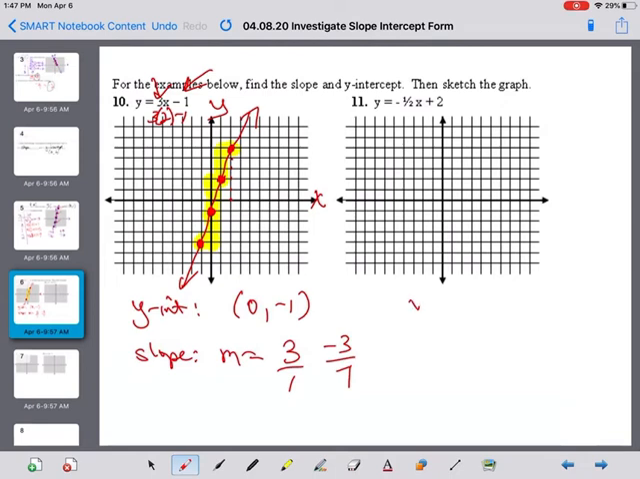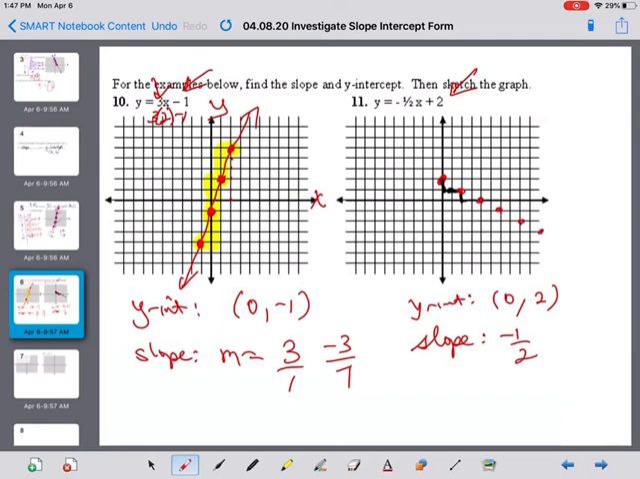Number 11. So start with the y-intercept. 0, remember it's this number, 2. And then the slope is negative 1/2. So you're going to go down 1 and to the right 2. Down 1 and to the right 2. Every 1 you go down, you go to the right 2. That's how that works. That's the steepness.